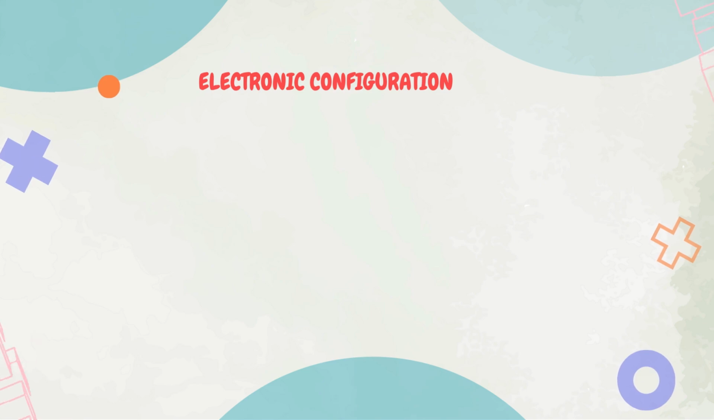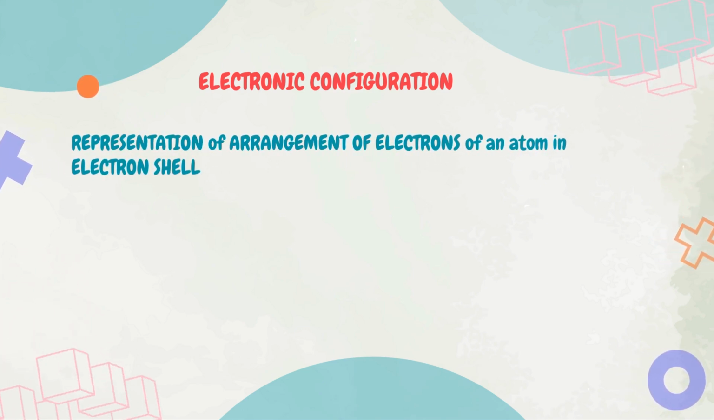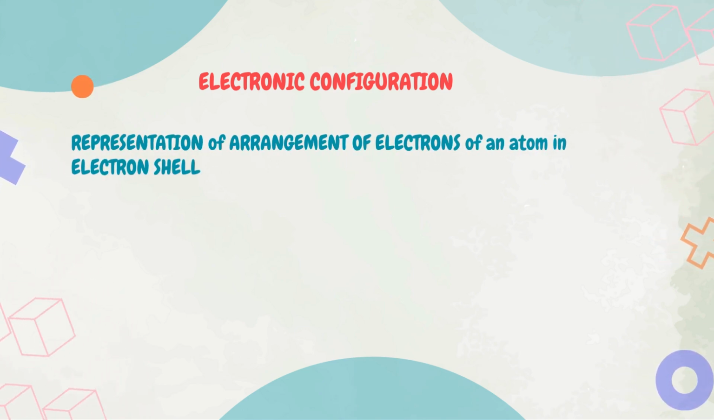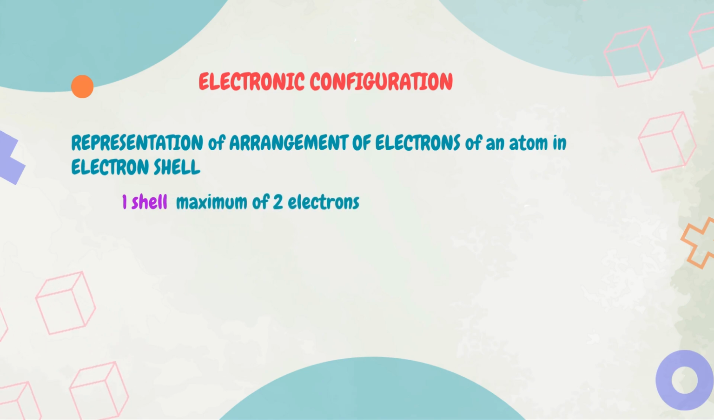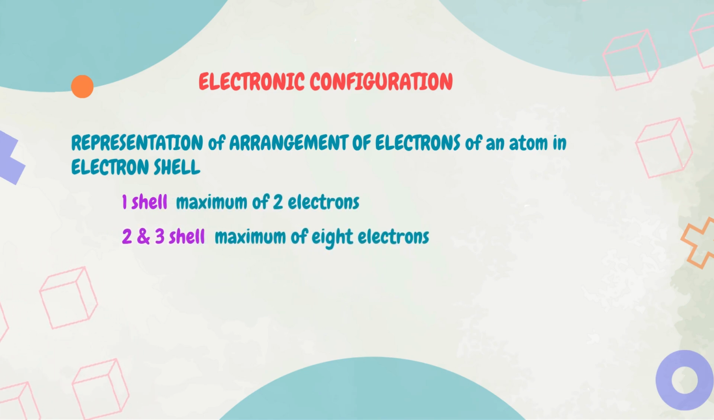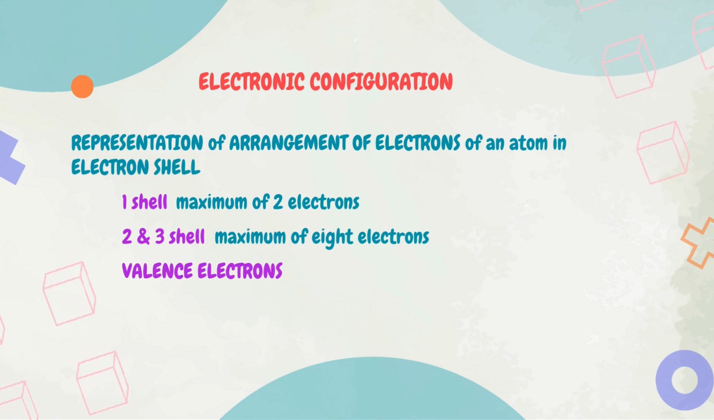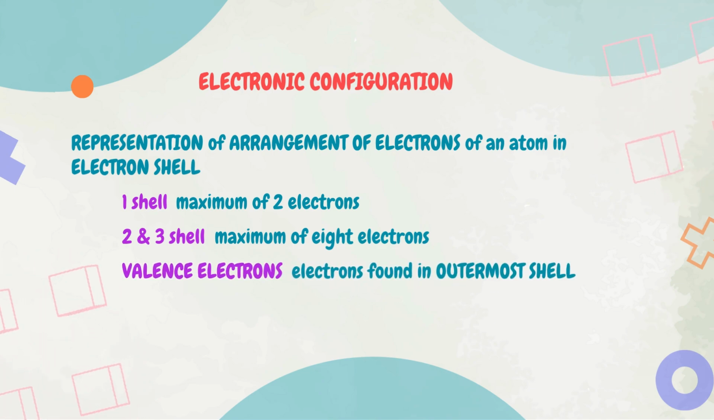To recap, electrons orbit the nucleus in electron shells. Electronic configuration is the representation of the arrangement of electrons of an atom in the electron shell. The first shell can contain up to a maximum of 2 electrons. The second and third shells can contain up to a maximum of 8 electrons. Valence electrons are electrons found in the outer shell. They determine the chemical properties of an atom.